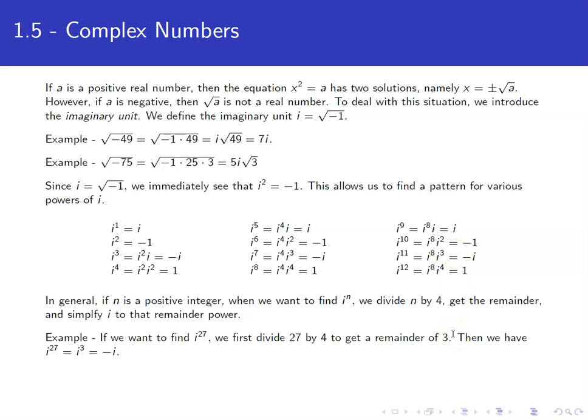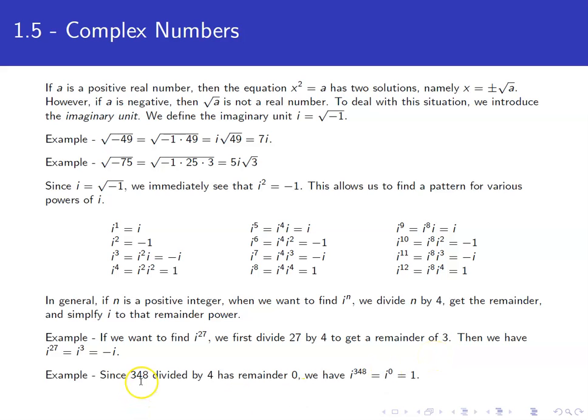So let's do a specific example. If we want to do i to the 27th, 27 divided by 4 gives you a quotient of 6, but it's not the quotient that's important, it's the remainder of 3. So since 27 divided by 4 has a remainder of 3, i to the 27th is the same thing as i cubed, and i cubed is the same thing as -i.